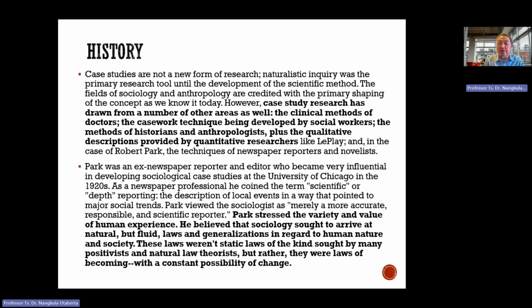When Robert Park started in the 1920s, he developed sociological case studies when he gave lectures at the University of Chicago back in the 20s. He believed that the variety of explanations of phenomena is based on the variety of values and human experience. So this became one of the important key elements of the case study itself.